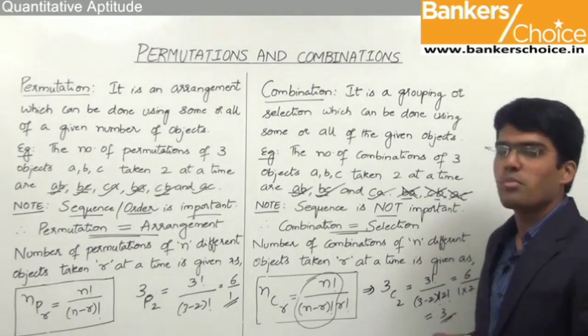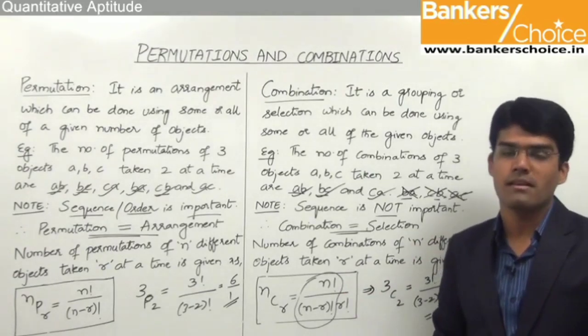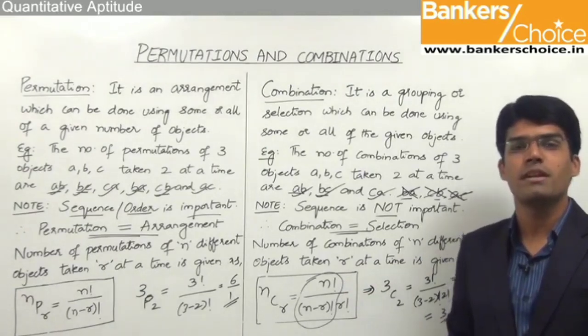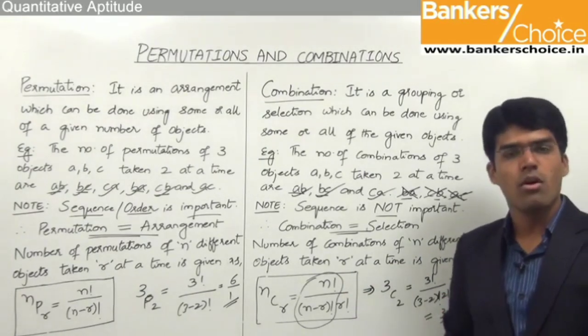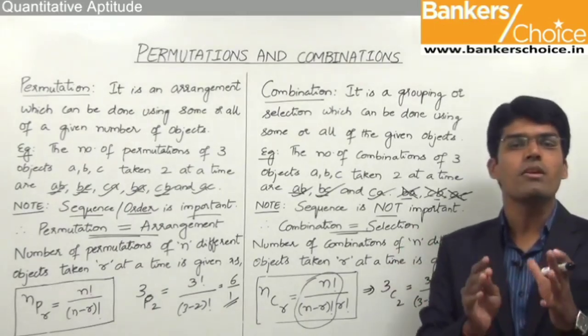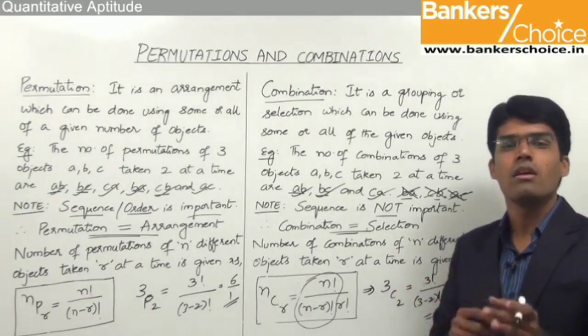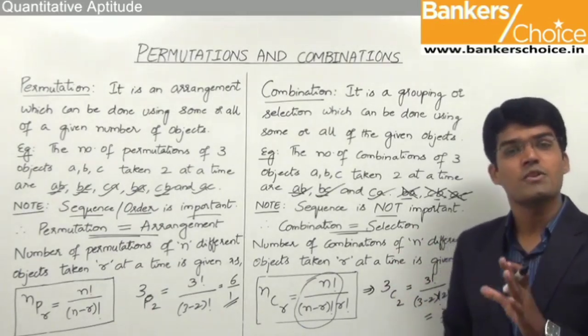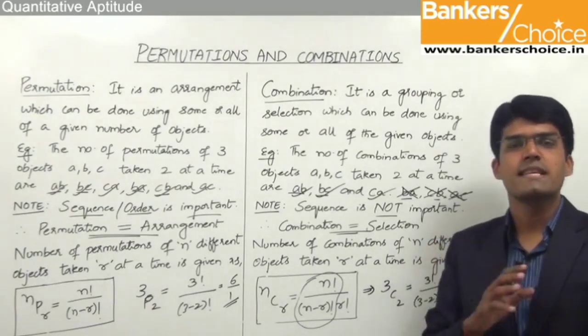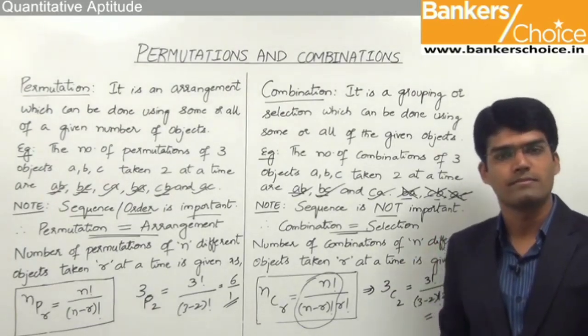So this is the most important concept regarding permutations and combinations. Permutations is nothing but an arrangement of some or all of the given number of objects, whereas combination is only a grouping or selection of some or all of the given objects. In case of permutations, sequence is very important, whereas in case of combinations, sequence doesn't matter at all.